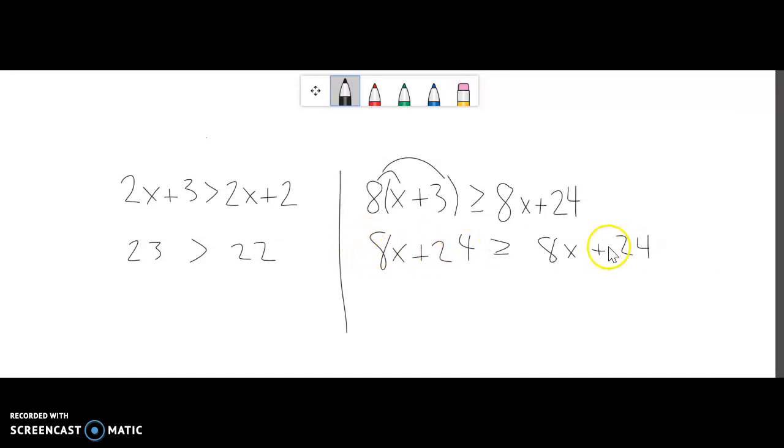Okay, so we have the same thing on both sides. We have 8x plus 24 and 8x plus 24. If you try to put in a number here and here, you get the same answer on both sides, which means, just for example, let's say that your answer was 32. Your answer over here would be 32. It'd be the same answer.